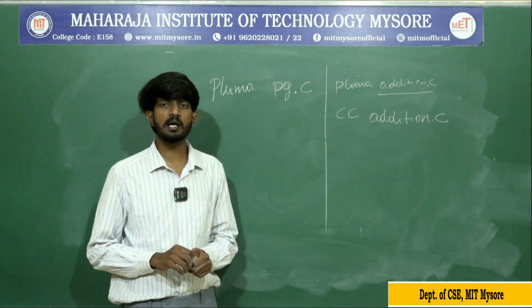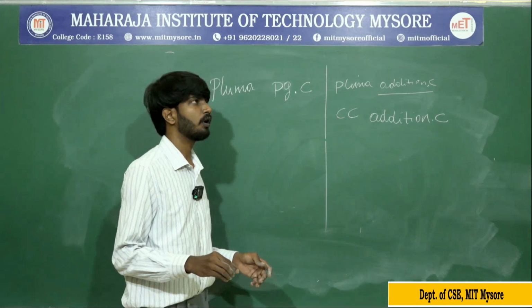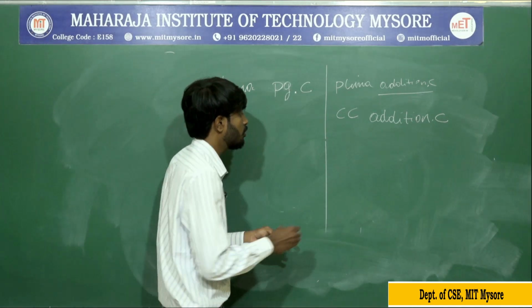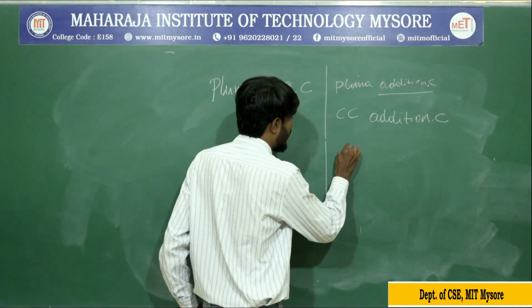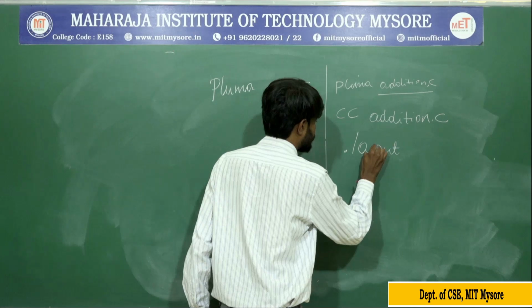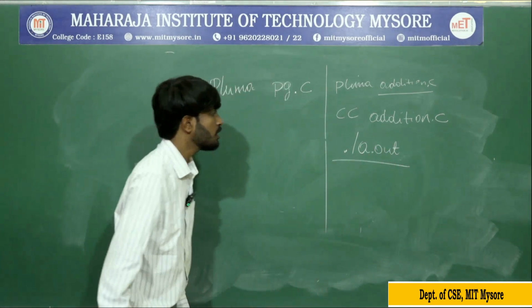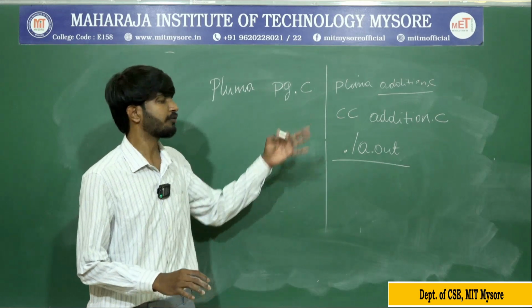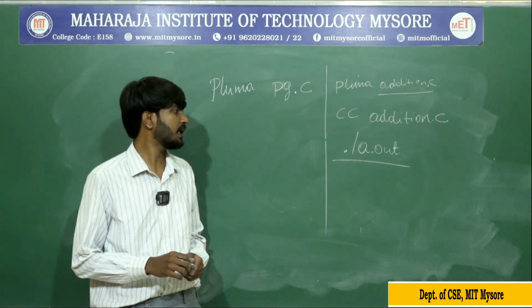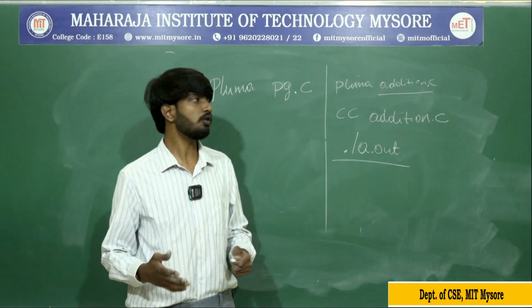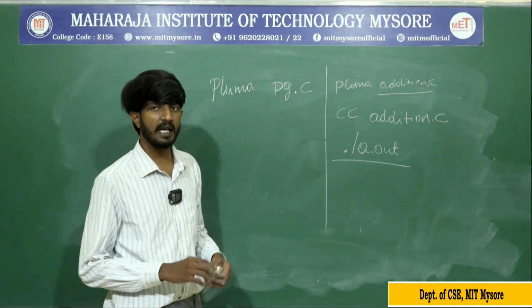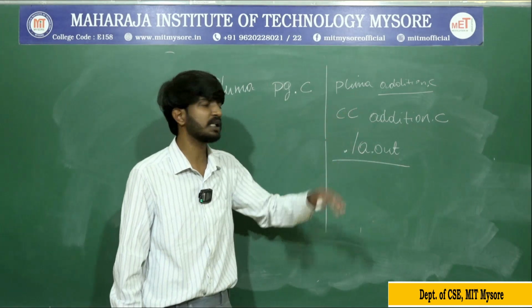If the compilation is completed successfully, you need to take the output from the program. So you need to give the command ./a.out. This will give us the output of the program. It will ask you to enter the numbers, and then it will print the addition value to your screen. So first you need to create one C program file, that is pluma addition.c.